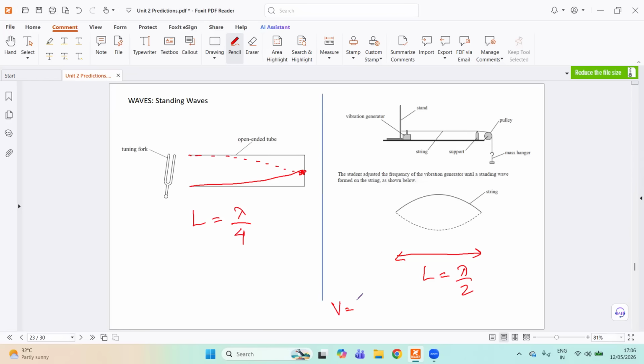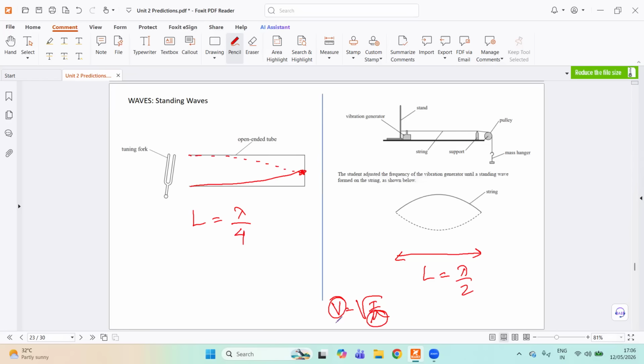V equals root over T by mu. T is the tension, mu is the mass per unit length. This equation only applies to standing waves in strings. Okay, always remember that every time you come across the term mass per unit length, there is only one equation that is related to, that is V equals root over T by mu.